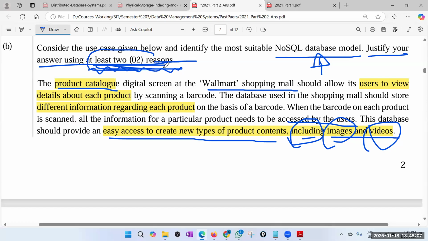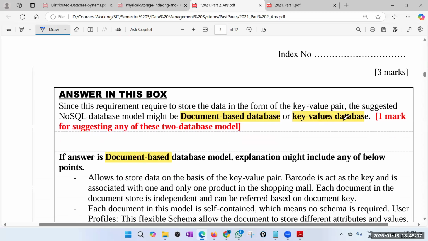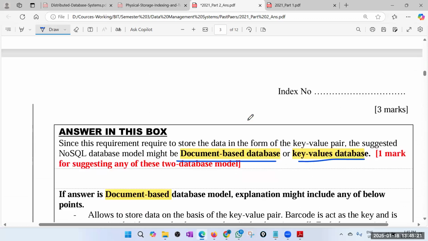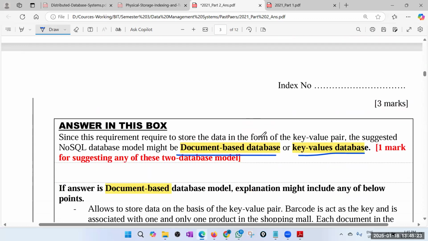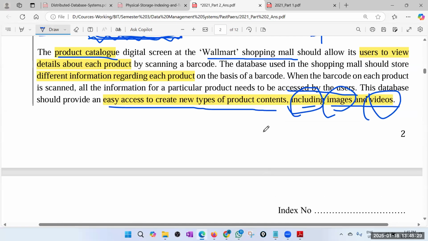That is why you need to read the question properly. Otherwise you just explain one reason and come home. That means you lose marks. The examiner has given you two possibilities. One is key value, the other one is document. That means you don't need to give two solutions. You just need to give one, but you need to give two reasons for that one.